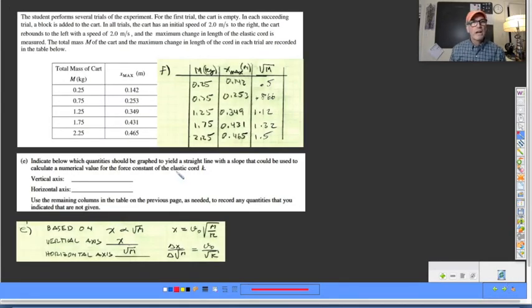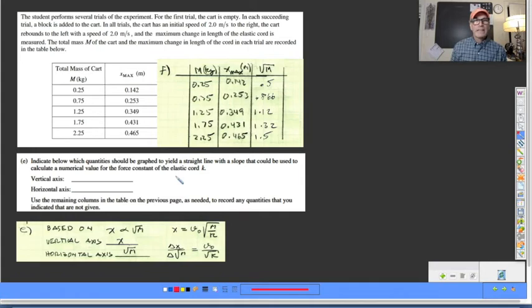All right, moving right along. Oh, here we are. The student performed several trials of the experiment. For the first trial, the cart is empty. In each succeeding trial, a block is added to the cart. In all trials, the cart has an initial speed of 2 meters per second to the right. The cart rebounds to the left with a speed of 2 meters per second. All right, kinetic energy to potential to kinetic energy, and the maximum change in length of the elastic cord is measured.